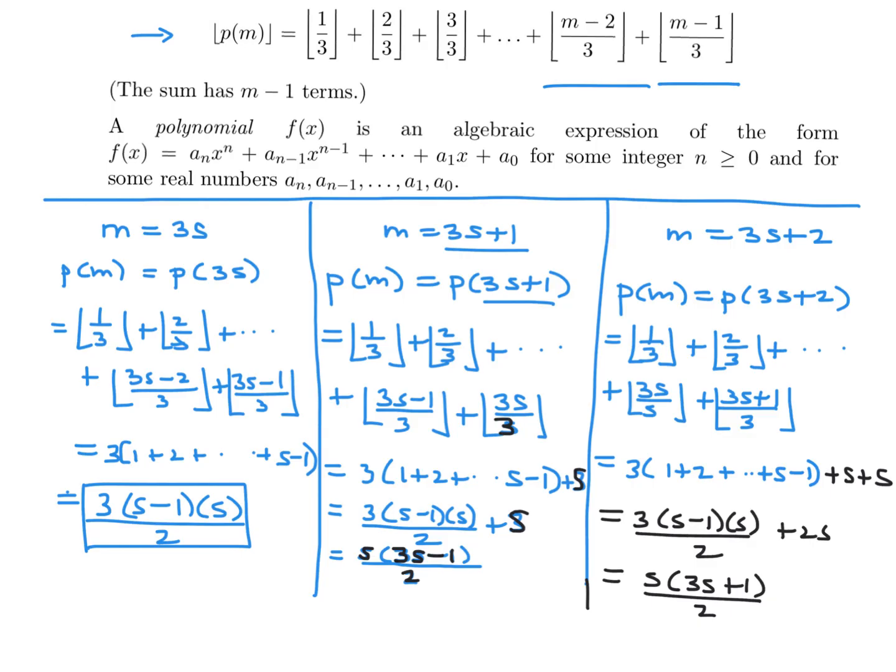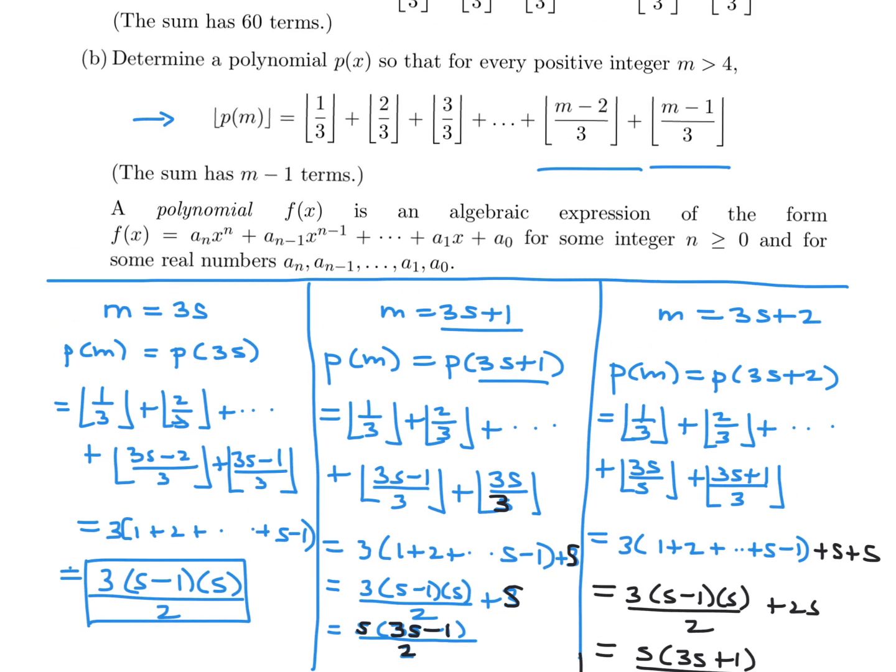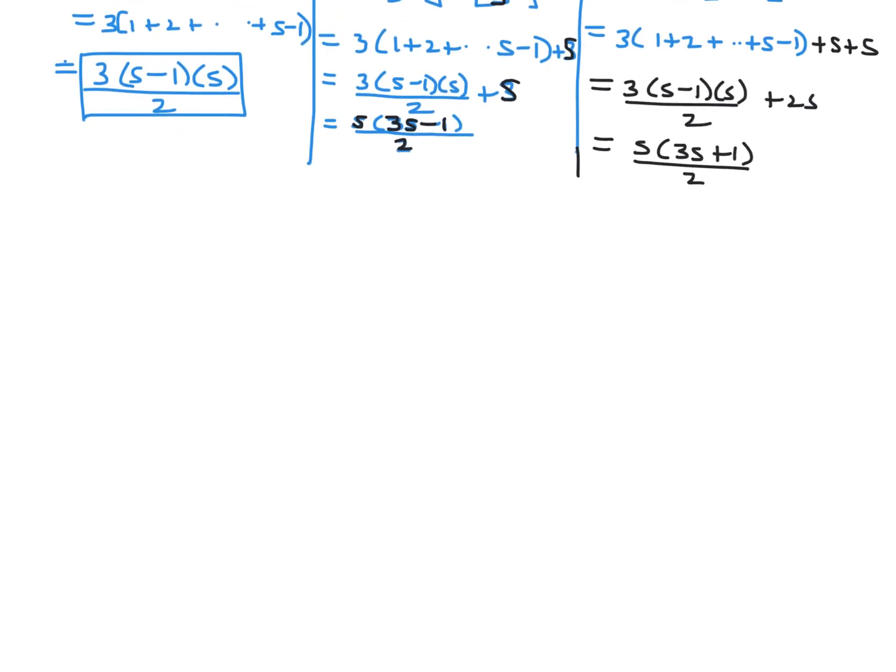So now we still haven't figured out the polynomial. We have to figure out some polynomial. They're saying determine a polynomial that satisfies these guys. And so for p at 3s, we've got this guy. Instead of writing in that form, we're going to multiply top and bottom by 3. And when we do, we get 3s times 3s minus 3 all over 6.